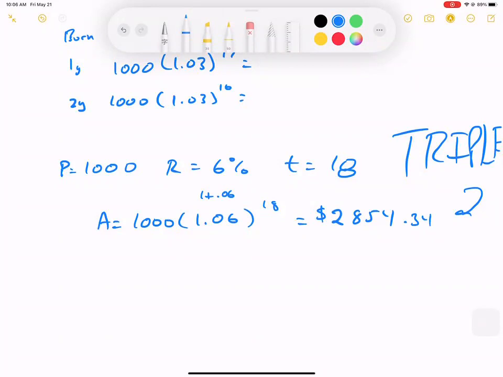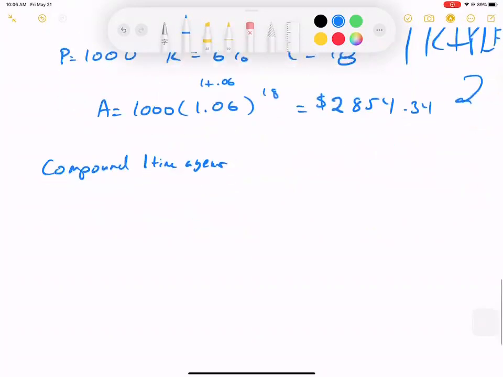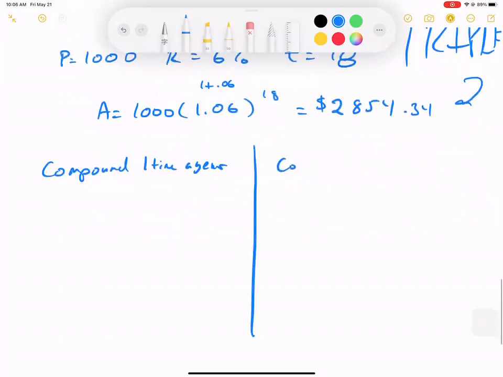So what is a general equation for us to talk about simple compound interest? This is our general equation. So this is compounded one time a year versus compounded n times per year. My writing is a little terrible. Okay. Let me rewrite that.